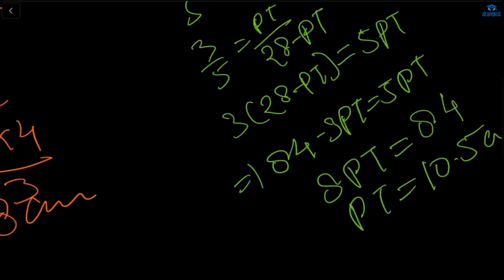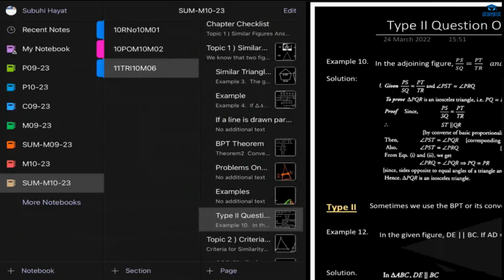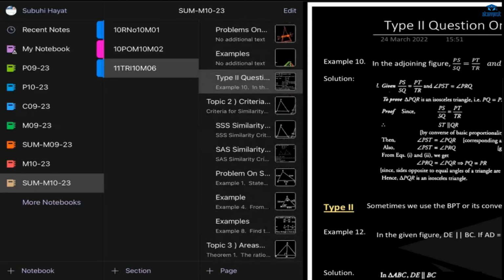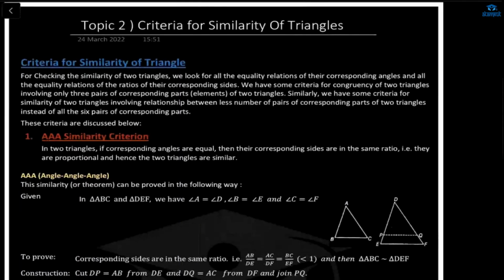Any doubt in this BPT theorem? Anyone? If any doubt is still there, I can clear it. Rudronial, Satya, any doubt? So I'm switching to the next topic, that is criteria for similarity of triangles.